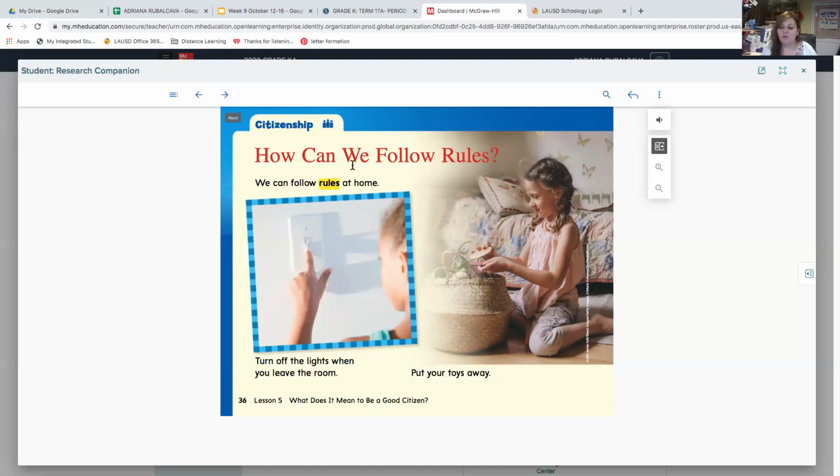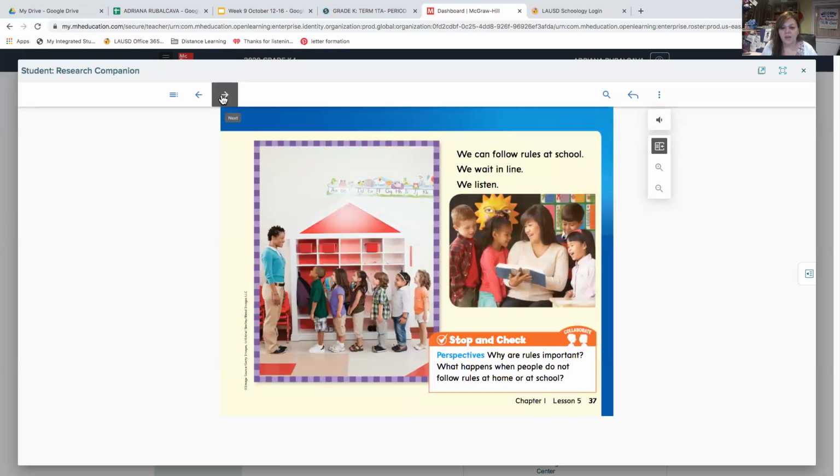How can we follow the rules? We can follow the rules at home to be good citizens. You could turn off the lights when you leave the room. You could put your toys away. We can follow rules at school. We're not in school right now, but when we go back to school, we always have to follow the rules.